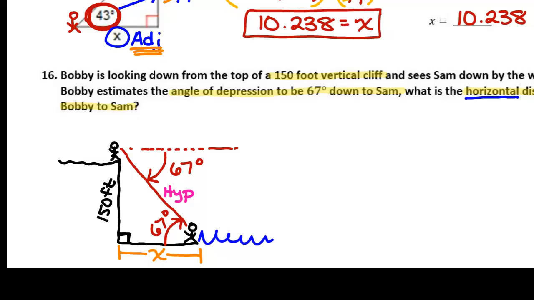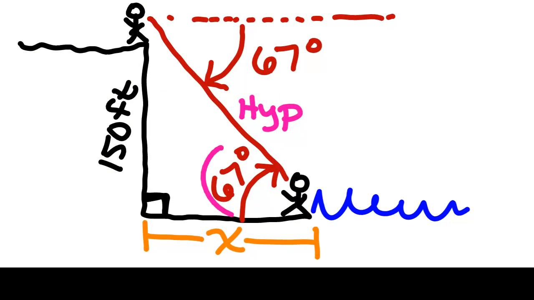We're going to stand where Sam is because this 67 degrees is inside my triangle. We always have to stand by the angle that is inside the triangle that is not a right angle. The problem with standing up here where Bobby is, we have 67 degrees up here, but this is not a triangle. This is a triangle, and we have to stand by that angle. So we're going to stand down here. We have our hypotenuse labeled.